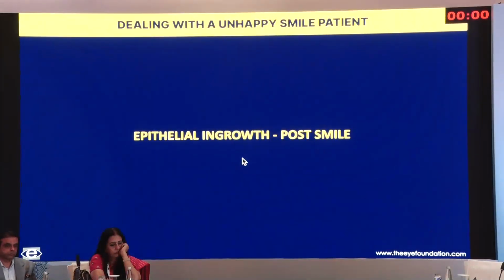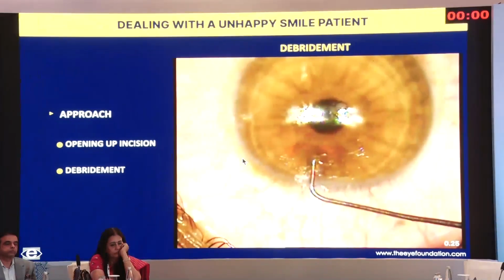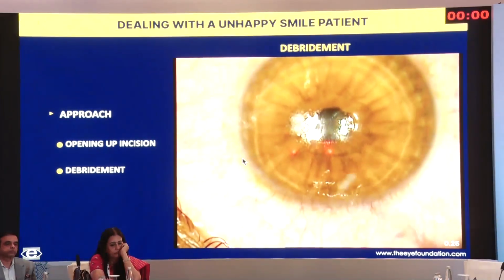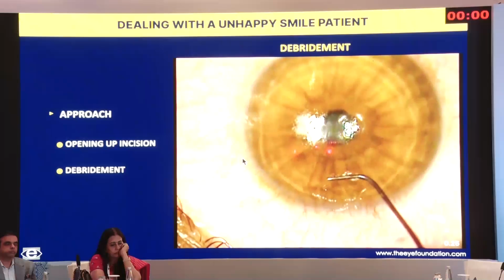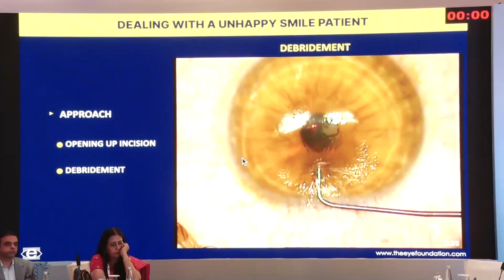And post-SMILE epithelial ingrowth, just to show you, sometimes you have this problem, and very rarely so. And here what we do is to just go ahead and access that area, scrape it off, and then put some 20% alcohol over there.